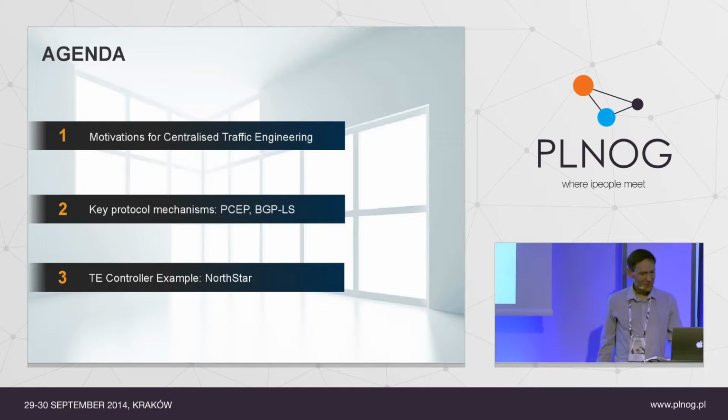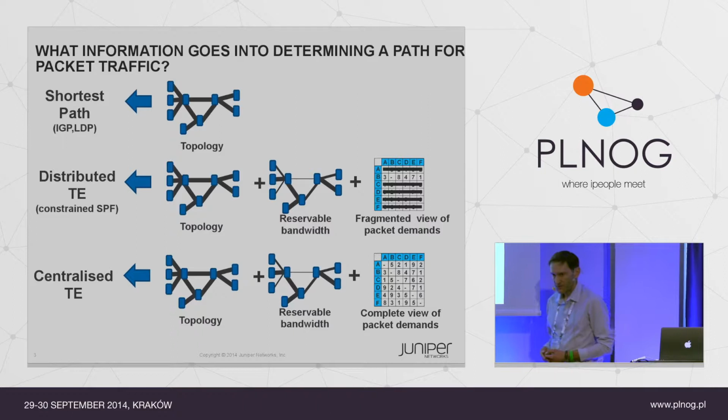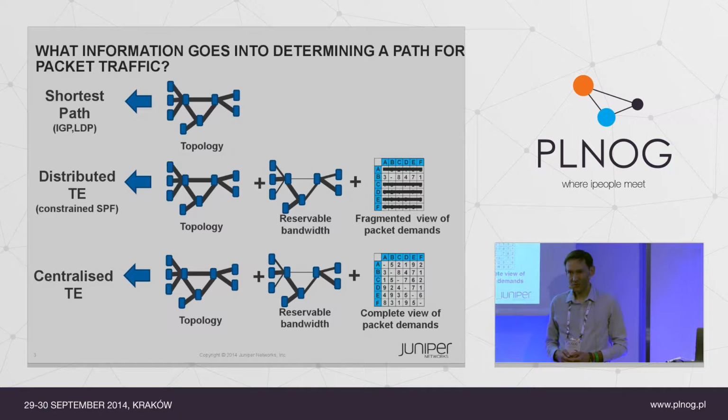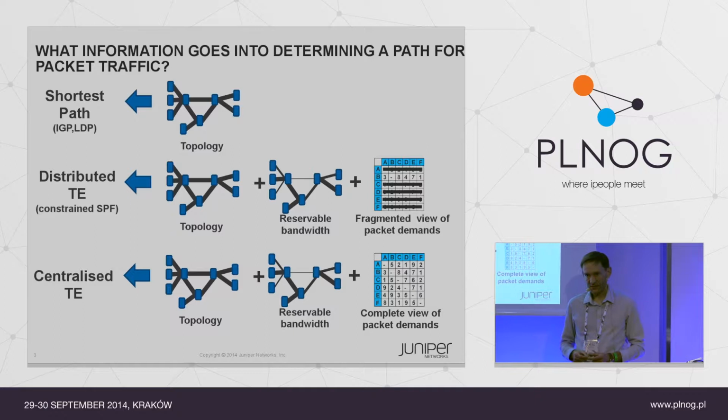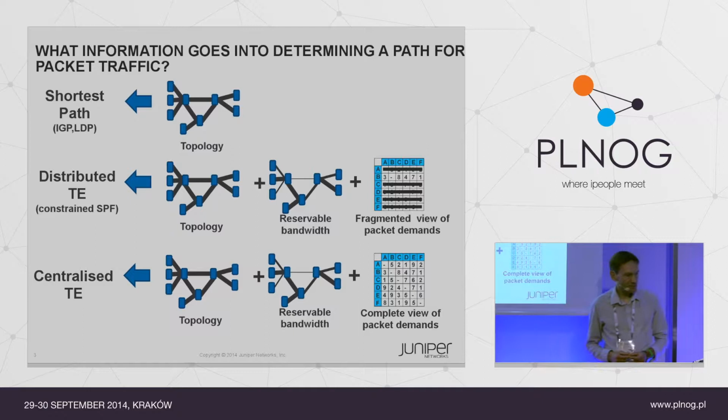So by way of introduction, if you consider how the path that traffic takes through a network is determined, many people today are using shortest path routing. And so the next hop for the packet is determined on a hop-by-hop basis as the packet propagates through the network. And that's based on SPF algorithms done by each router along the path.